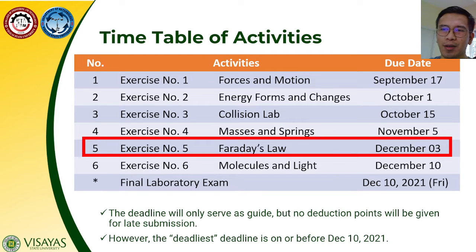After experiment number 5, we'll still have another exercise, which is molecules and light. So we will be discussing that this week or next week, and the deadline for the submission of that laboratory report will be on December 10th. Also on December 10th, we will be having our final exam, the only exam we have for our laboratory class.